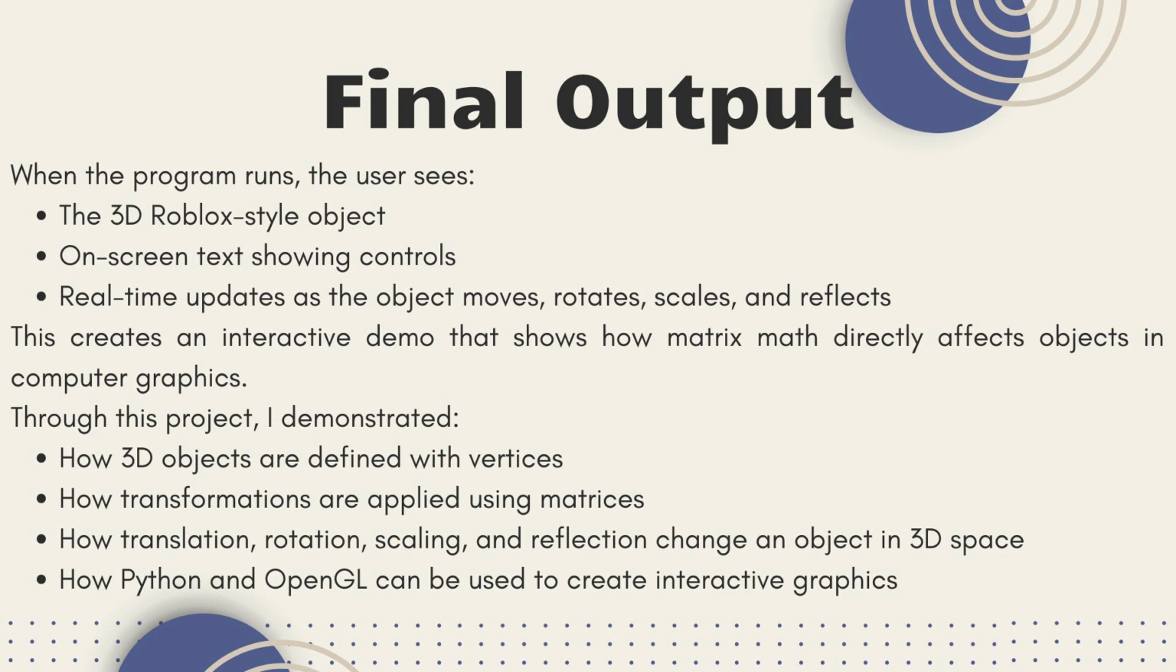Final output. When the program runs, the user sees the 3D Roblox-style object with on-screen text showing controls, and real-time updates as the object moves, rotates, scales, and reflects. This creates an interactive demo that shows how matrix math directly affects objects in computer graphics.